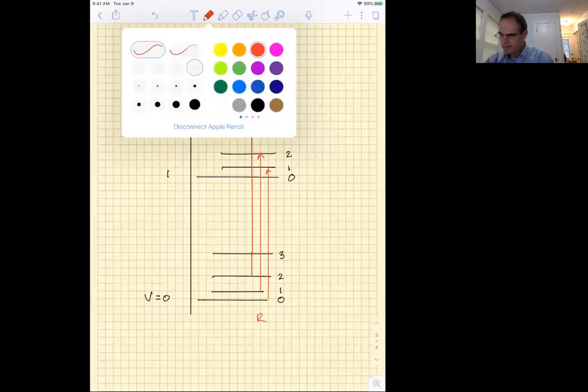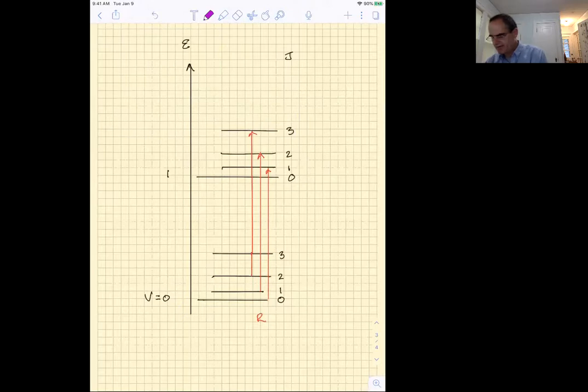On the other hand, there's another set of lines called P-branch transitions. In P-branch transitions, delta J is -1. So there's no P-branch transition from J equals 0, but there is one from J equals 1. From J equals 1, we can make a transition to the J equals 0 state of the next vibrational band. From J equals 2, we could go to J equals 1. And from J equals 3, we would go to J equals 2. Those are the P-branch lines.